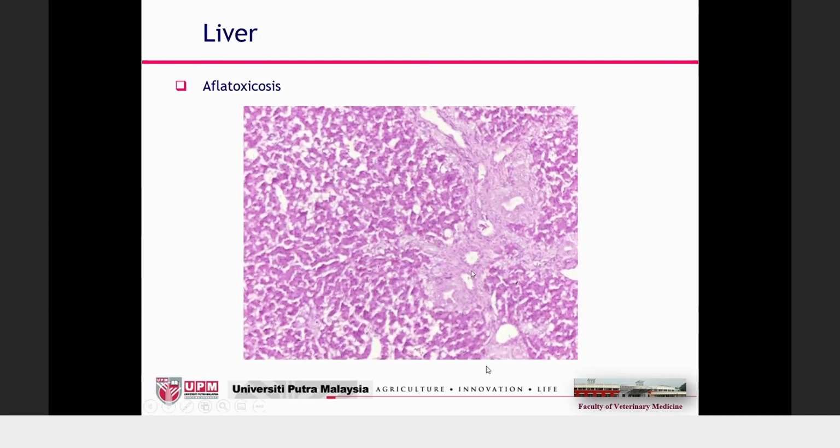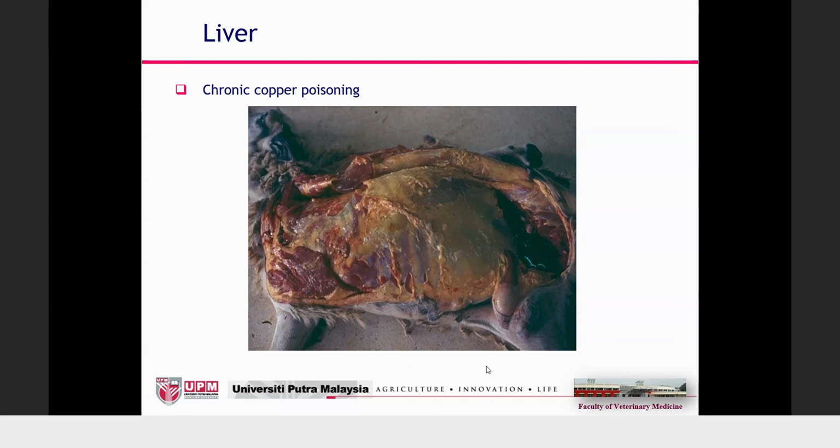When we suspect toxicity, particularly chronic toxicity, like in cases of toxicosis, you can see that there's a proliferation of the bile ducts, like in this case. People believe that the bile duct is proliferated partly because the organ responds by trying to remove the toxin as much as possible. That leads to the proliferation of the bile ducts. And this is a case of chronic copper poisoning.